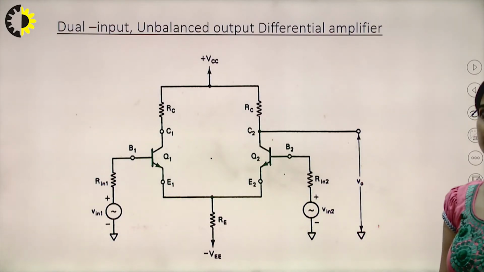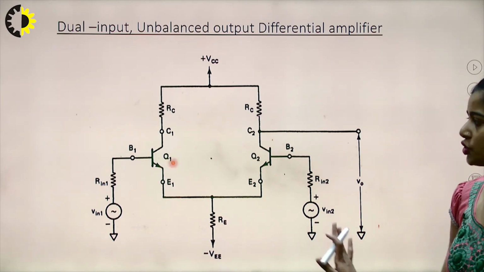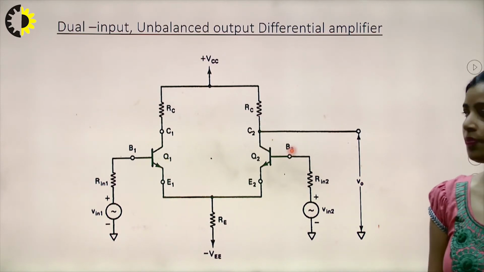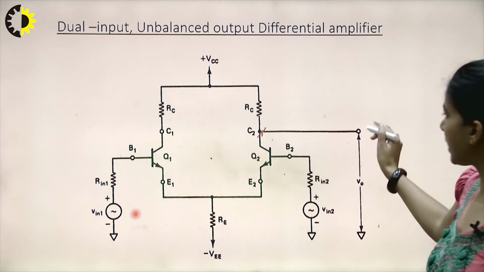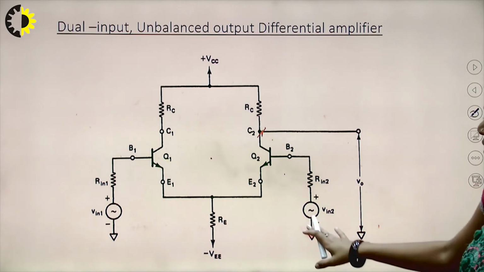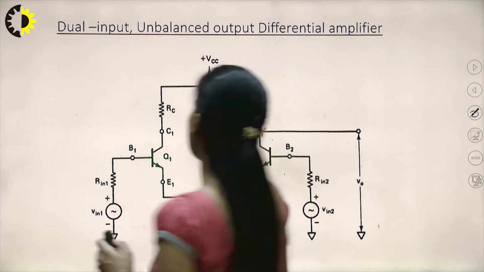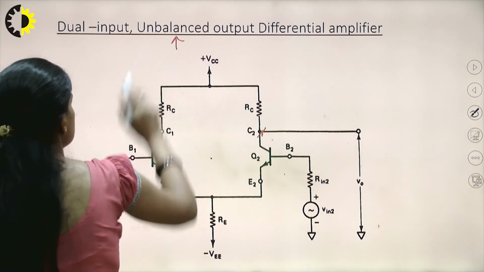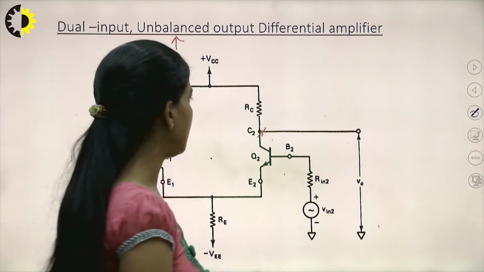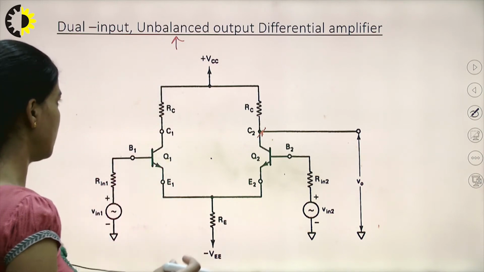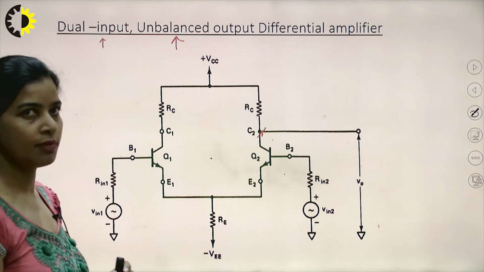Next configuration is dual input unbalanced output differential amplifier. So, dual input, so input side the circuit will be same. At the output side, what is the difference? We are measuring now output between one of the collectors and ground. Here this measurement is pointed at C2, but we can measure it at C1 as well. So, that unbalanced output is defining that the output that we are measuring is not between the two collectors, it is between one of the collectors and the ground. It is dual input configuration. So, the input side will remain exactly same to that of the previous one.